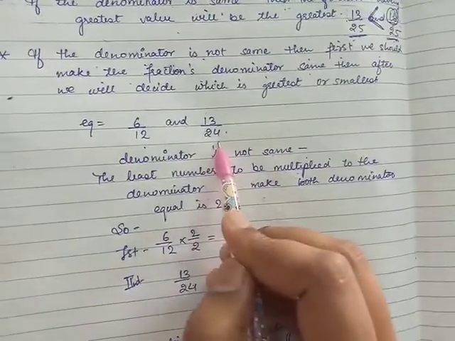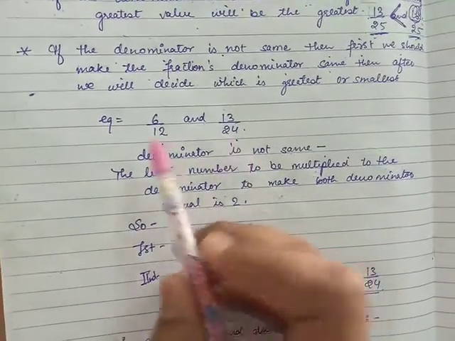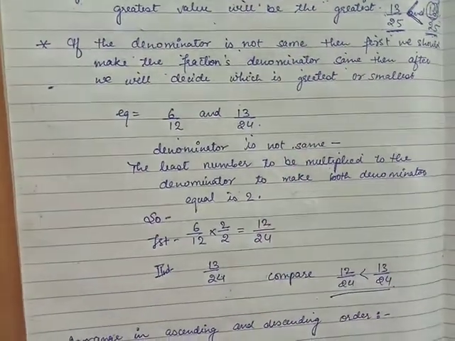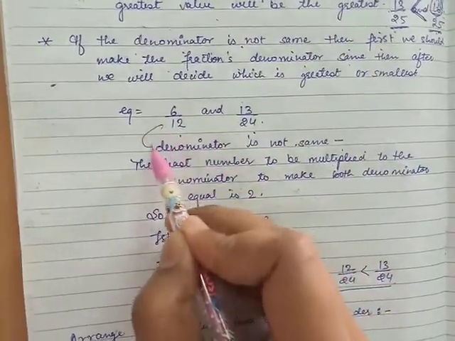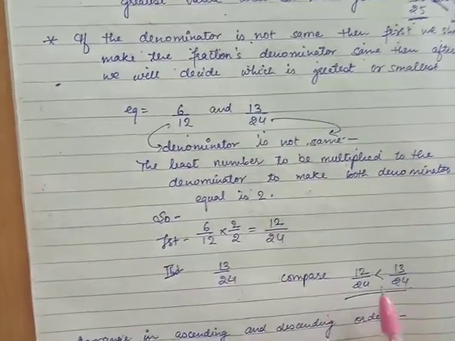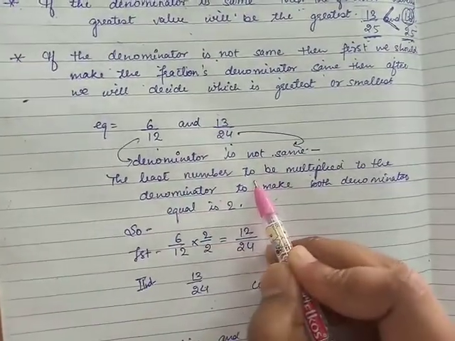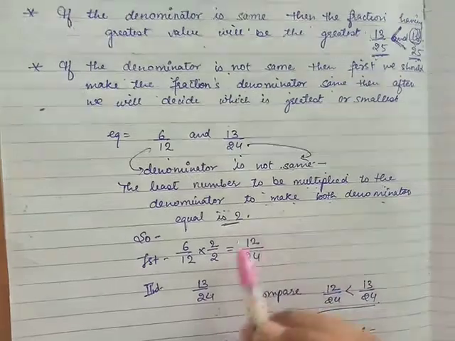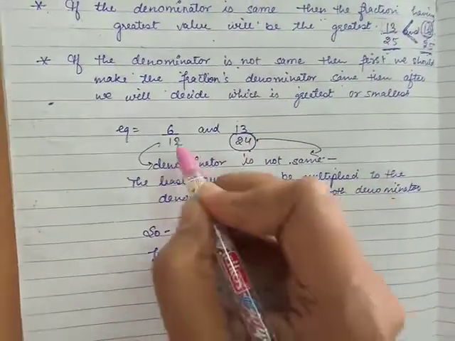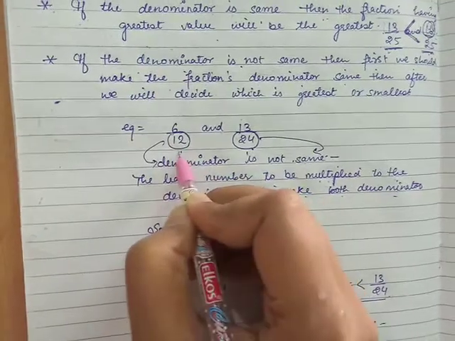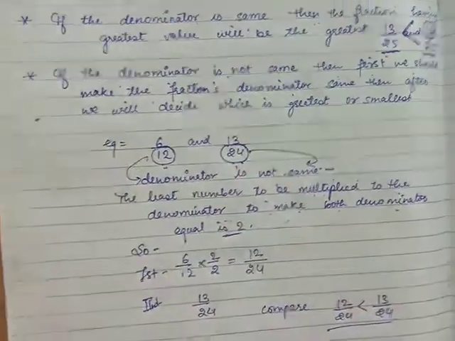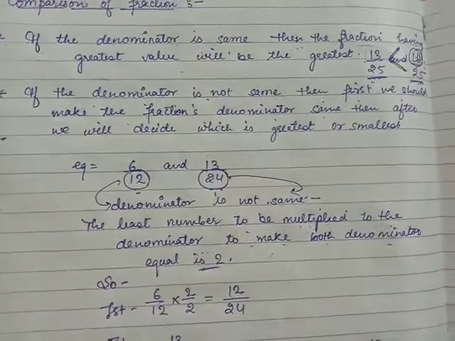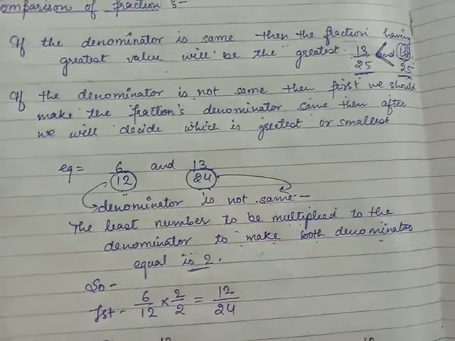Example: 6 by 12 and 13 by 24. Here two fractions are given. Here you can see that the denominator is not the same. In this condition what we will do, the least number to be multiplied to the denominator to make both denominators equal is 2. That means here it is 24, so we should make 12 to 24. So which will be the least number to be multiplied to 12 to get the value equal to the other denominator, that will be 24.